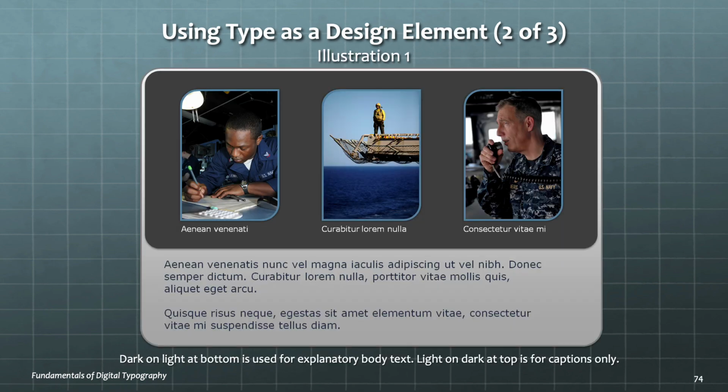Here's an example of the different uses of dark on light versus light on dark text. As the note at the bottom says, dark on light is used for explanatory body text. Light on dark is for captions only. This has to do with eye strain. Note that when you're printing something displayed in a browser, sometimes the text cannot be seen. The browser will strip out the dark background and the white text can't be seen when printed.